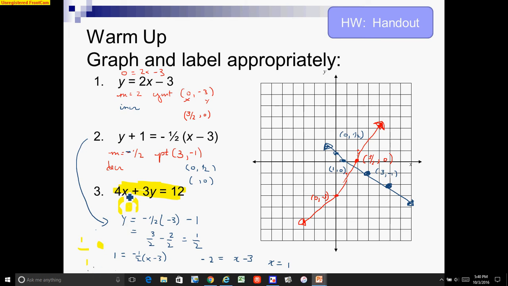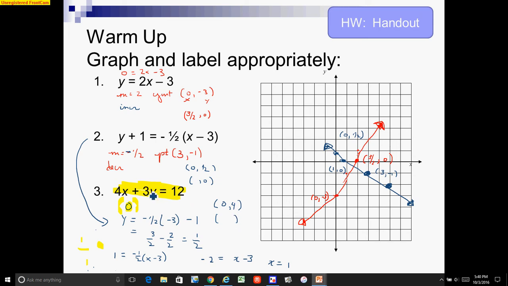Anywho, suppose I put in 0 for x. If I put in 0 for x, well then I'm going to get 0 comma a y. If you put in 0 for x, can you see that you would just have to divide both sides by 3 to get the y? And if you did that, you would get 4.